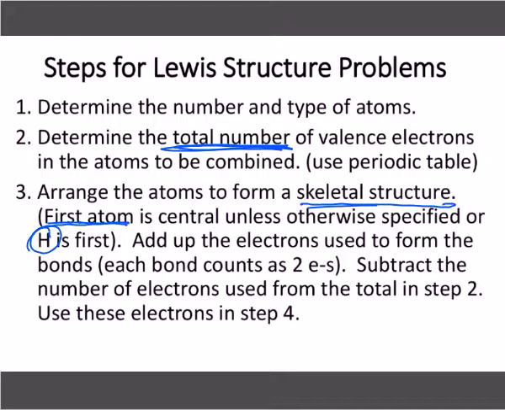Your central atom is going to have 2 or 3 or 4 bonds, maybe even 5 to it, to make the whole structure. Hydrogen can't. Hydrogen can only have 1 bond, therefore it can't be your central atom. So keep that in the back of your mind.